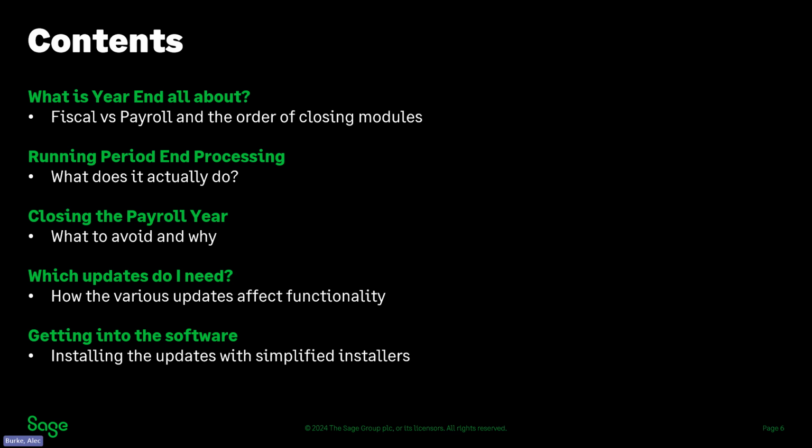So, contents today, what we'll be going over. What is year-end all about? That's fiscal versus payroll and the order of closing modules. Running period end processing and what it actually does. Closing the payroll year, what to avoid and why. Which updates do I need and how those various updates affect functionality. And then we'll take a quick look at how the installers work now with the simplified installers that our engineers have put together.